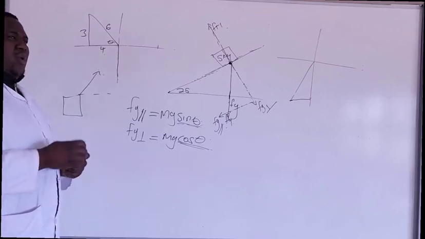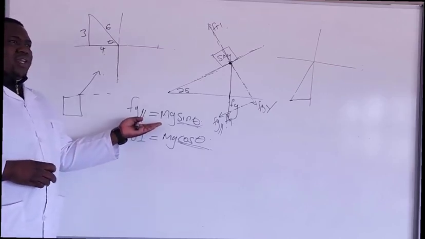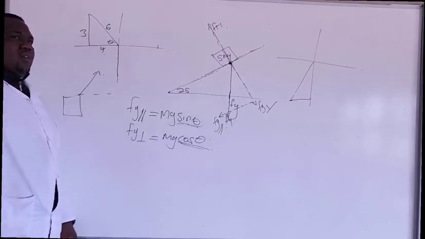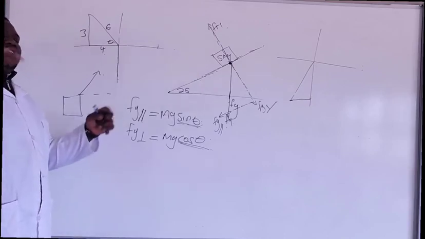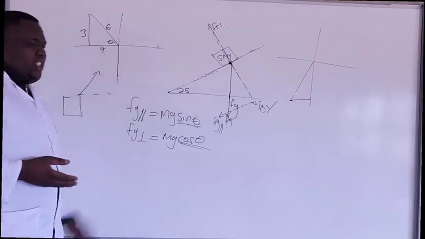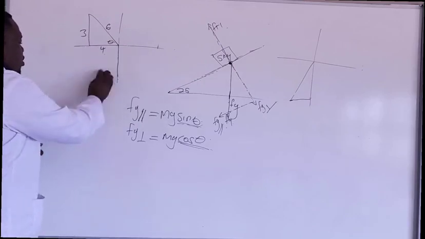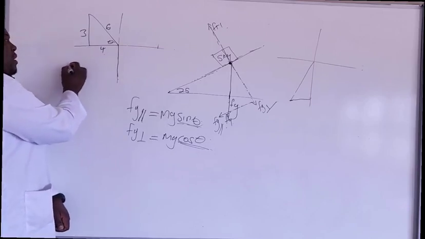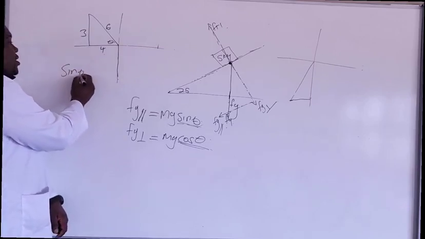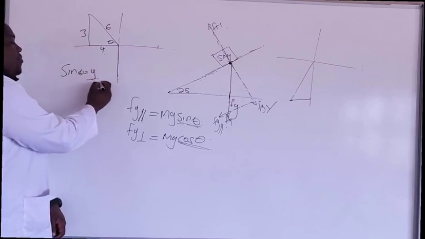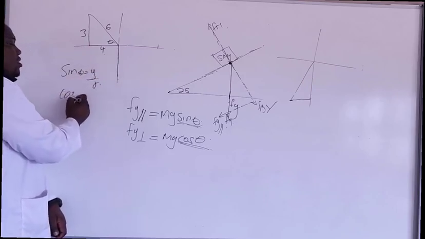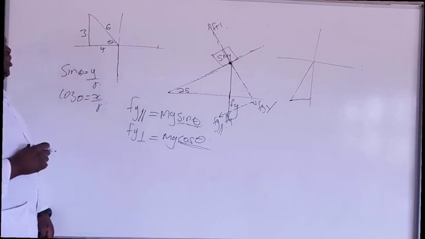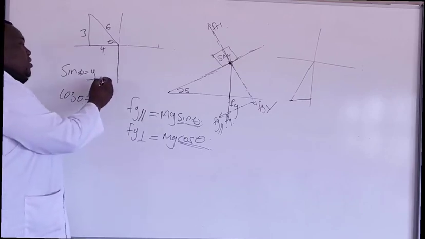I want to show you why I'm using sine here and cos there. What changed? Because this time around, since we're dealing with gravitational force, for vertical we're using cos and for horizontal we're using sine. Something changed here, so why is that? Let me show you. From mathematics, we know that sine theta is equal to y over r, and cos theta is x over r. We know these three ratios, so let us substitute numbers.